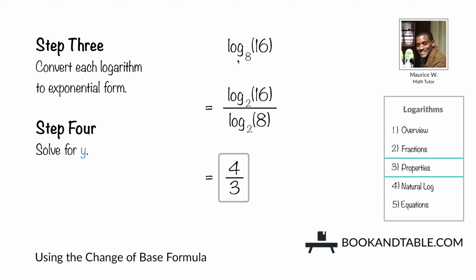So we were able to take the log of base 8 of 16 and change it to a quotient of the log of base 2 of 16 divided by the log of base 2 of 8, which is equal to 4/3. And we chose a new base of 2 since that would allow us to simplify both the numerator and the denominator.